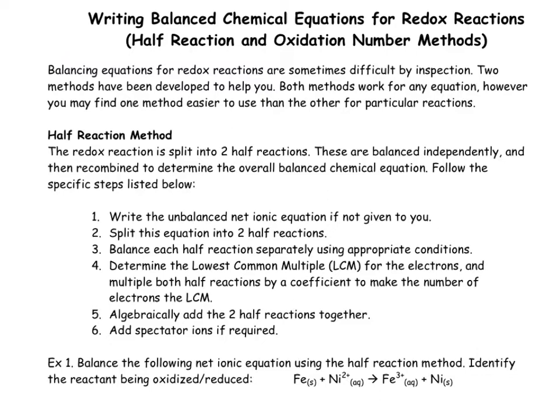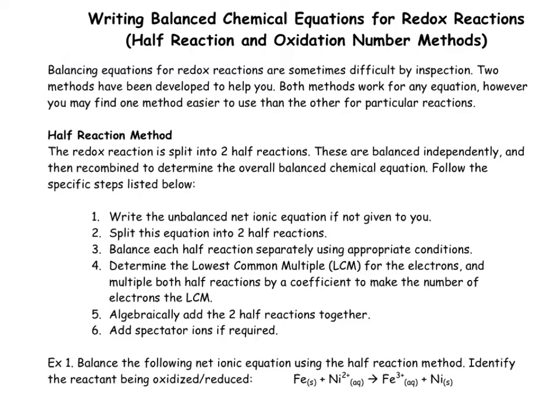This method takes into account the fact that the same number of electrons released in the oxidation are the same number of electrons used in the reduction. Follow the specific steps listed below. Step 1. Write the unbalanced net ionic equation if you're not given it in the question. Split this equation into 2 half reactions. Then balance each half reaction separately using appropriate conditions.